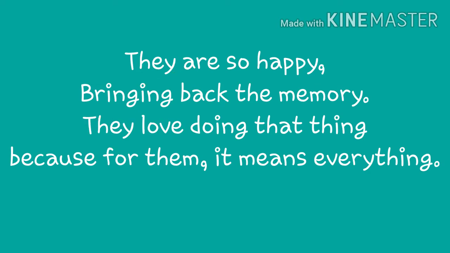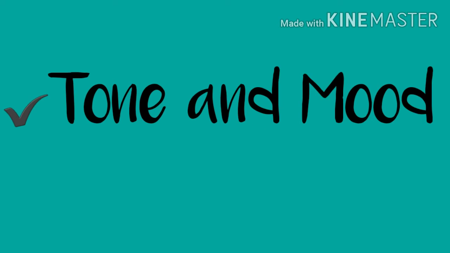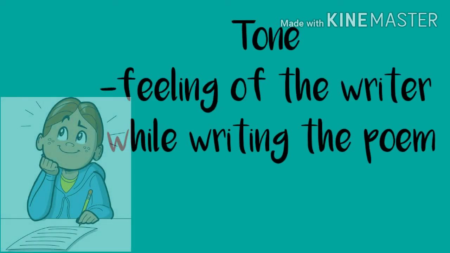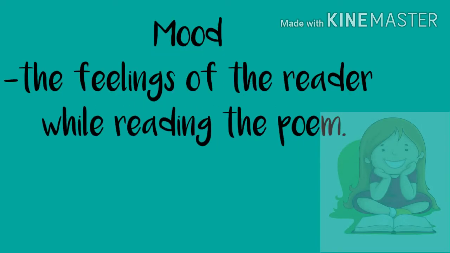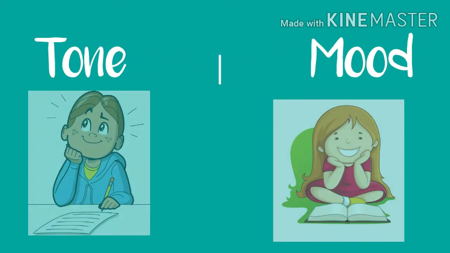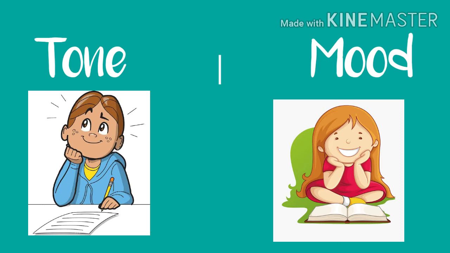Let us proceed to the second element of poetry, the tone and mood. Tone refers to the feelings of the author while writing the poem. Mood refers to the feelings that you are going to have while reading the poem. Always remember, tone refers to the author's feelings, while mood refers to the reader's feelings.